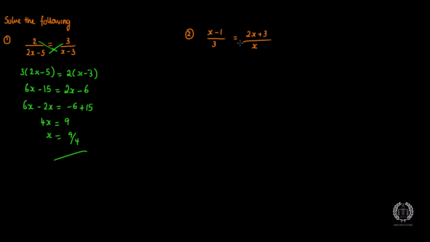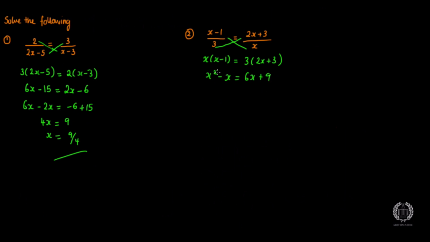Now for the second one, we're going to do the same thing, we're going to cross multiply. So we're going to do x times x minus 1 equals, we're going to do now 3 times 2x plus 3. Now we're going to expand. So x times x is x squared. x times minus 1 is minus x. If we expand this, 3 times 2x is 6x, and then 3 times 3 is 9.